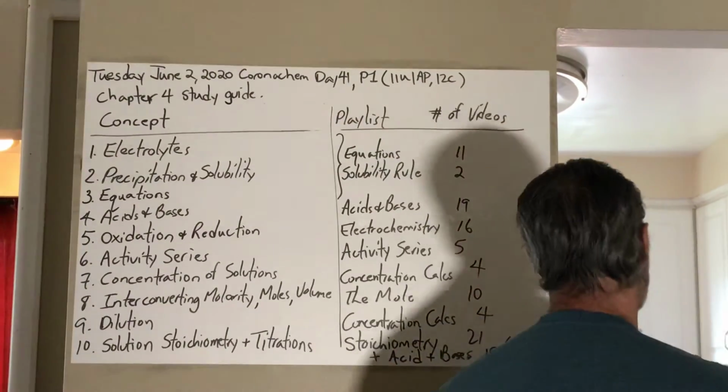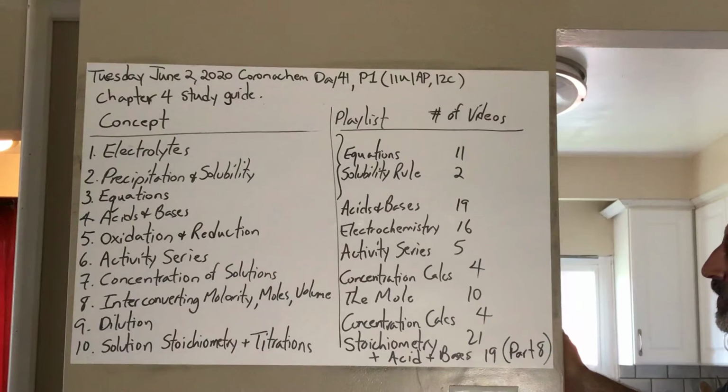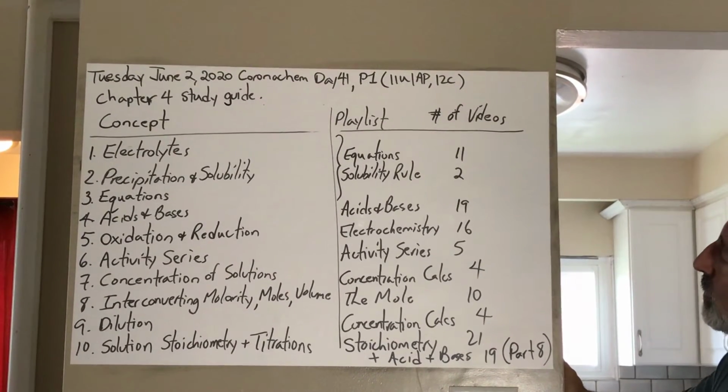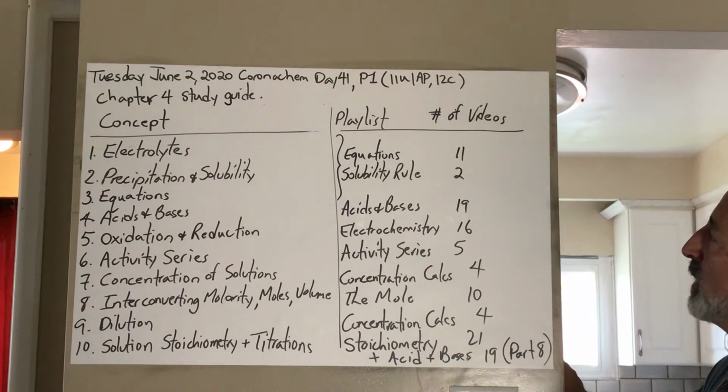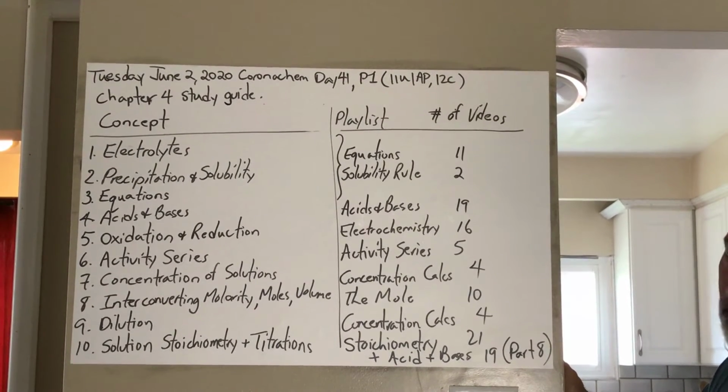Today's class is a study guide for Chapter 4. Today is Tuesday, June 2nd of Coronachem, day 41 for period 1. This Chapter 4 study guide is a companion to the videos that I've already uploaded that are all necessary to understanding various subject matters in Chapter 4.